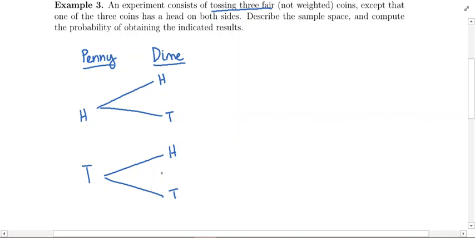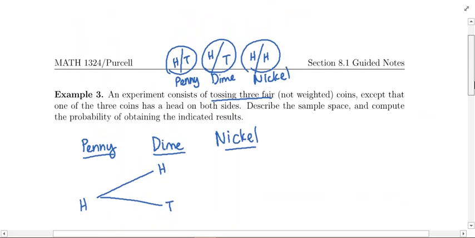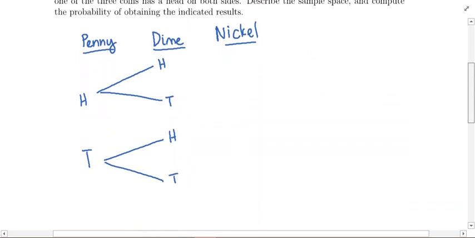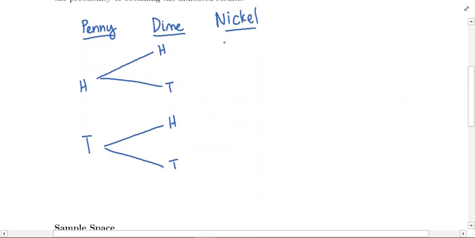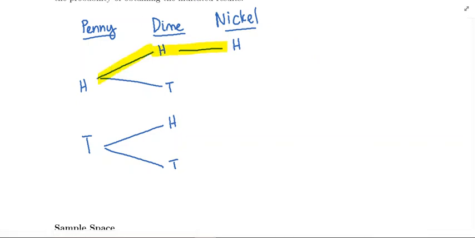We're going to create the last bunch of possibilities by incorporating the nickel. The nickel is the weird coin. It has heads on both sides. So no matter what, it's always going to turn up heads. If the penny had landed on heads and the dime had landed on heads, the nickel is going to land on heads. If you follow this little path, it's going to create the outcome that all 3 coins land on heads.